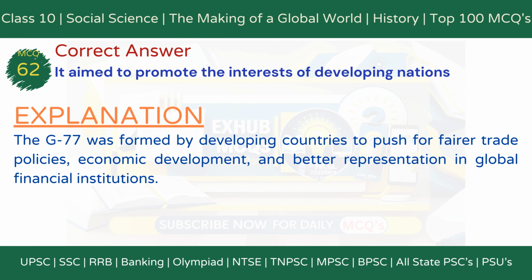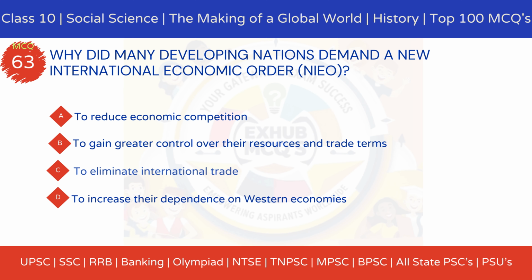The correct answer is option A. It aimed to promote the interests of developing nations. Explanation. The G77 was formed by developing countries to push for fairer trade policies, economic development, and better representation in global financial institutions. MC 63. Why did many developing nations demand a new international economic order, NIEO?